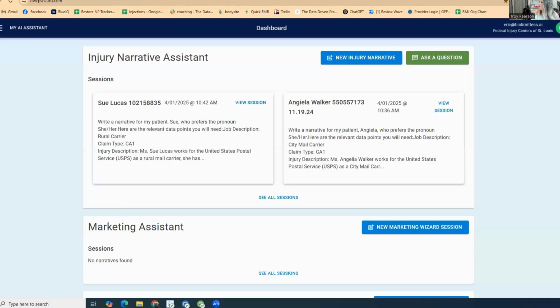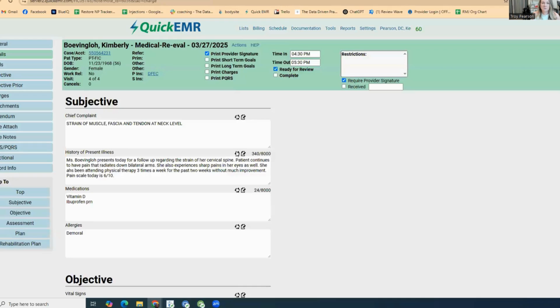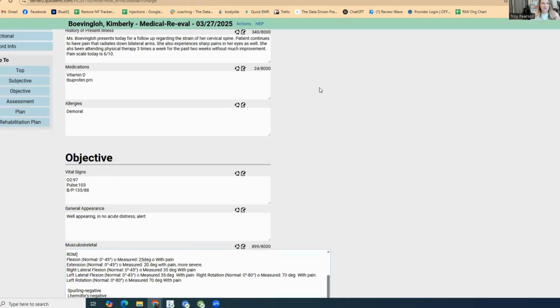So I'm going to share my screen and show you how we go about this, because it's really an easy add-on to the medical reevaluation note. So share here. There we go. Okay, so this is the wizard here. What happened was this patient came in for a medical reeval, and my provider did a reevaluation on her.